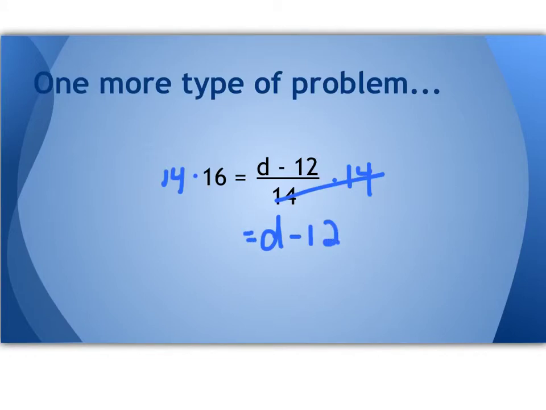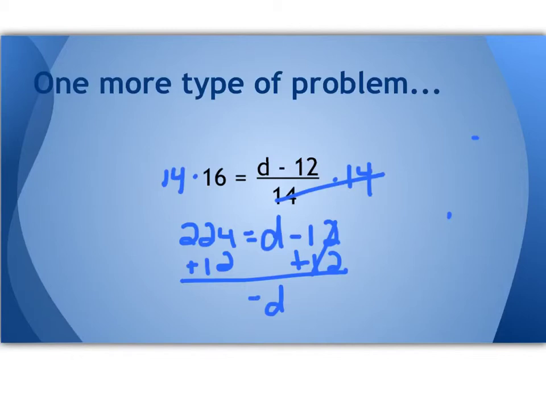And then do 14 times 16, which is 224. And now I'm going to add 12 to get rid of this minus 12. And I'm left with d equals 236.